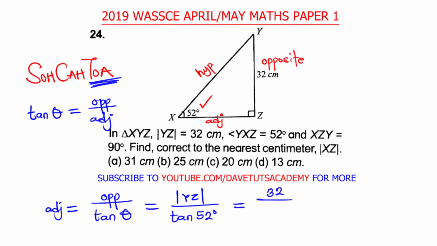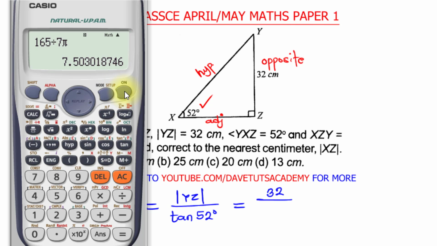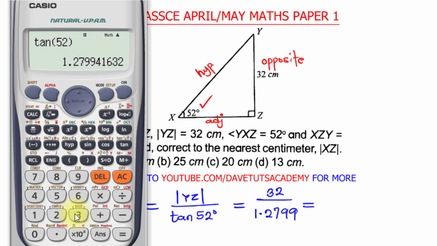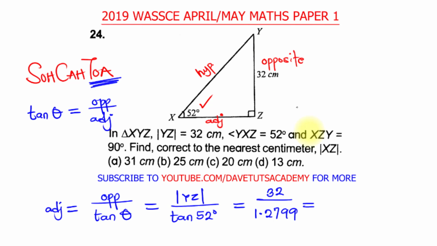And what is tan 52? We need to check our calculator and ensure that the calculator is in the degree mode. You can see here is the degree mode. So we want to find tan 52. That's 1.2799. If you carry out the expression 32 divided by the answer we just got, that is 25.00114 centimeters.